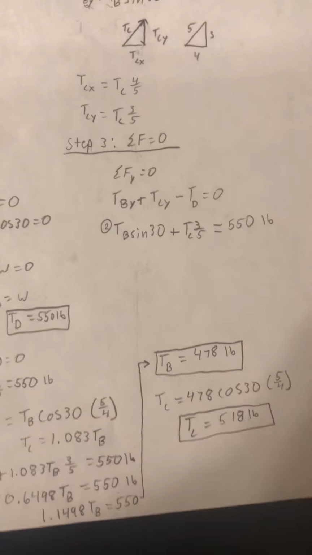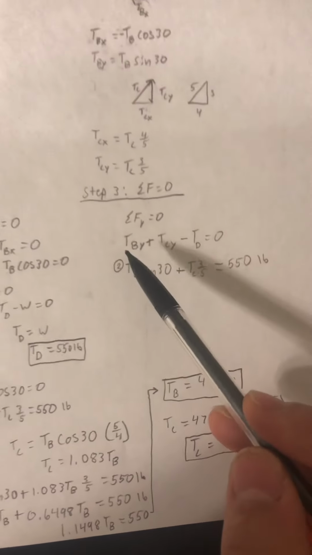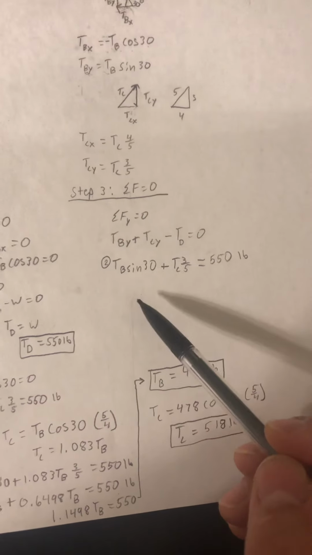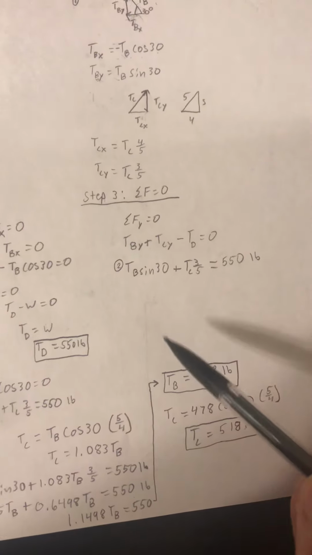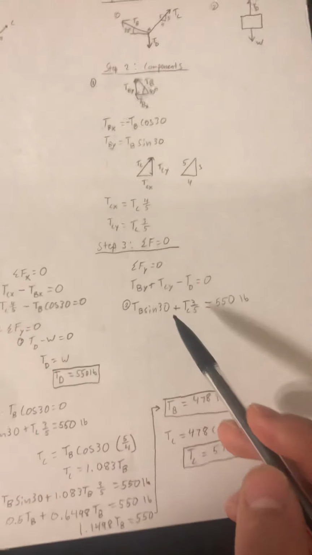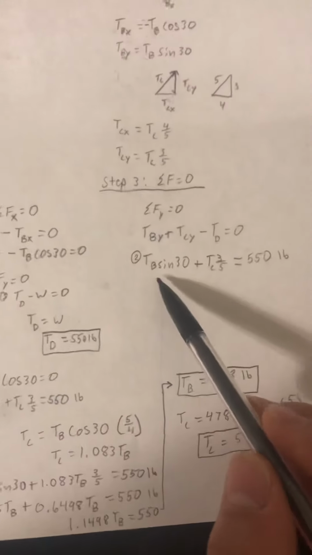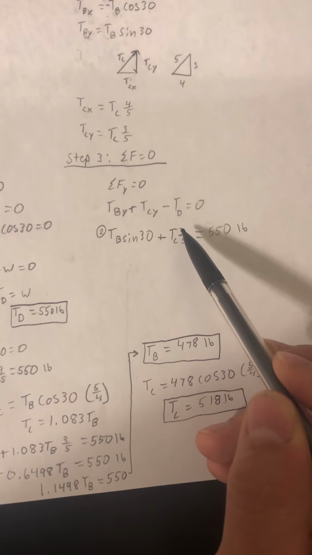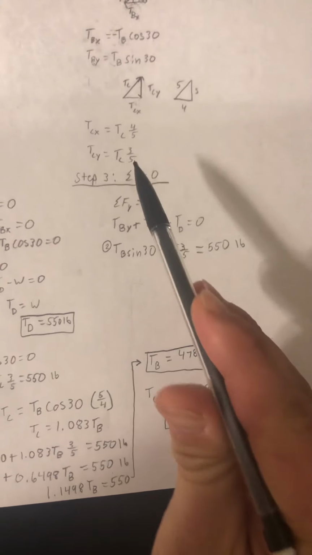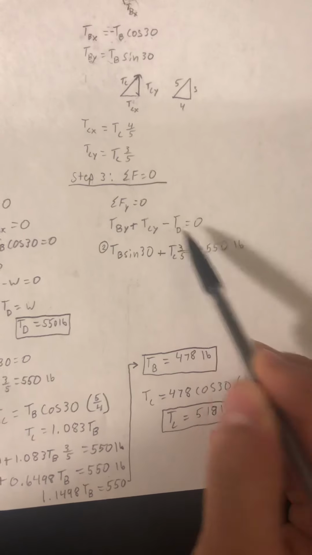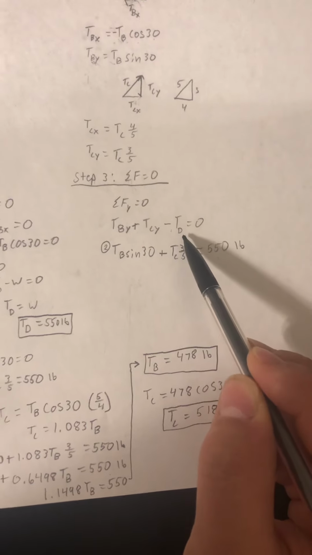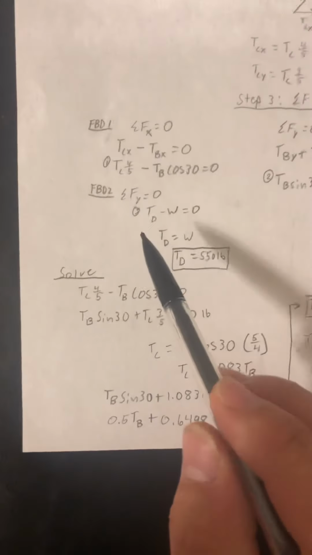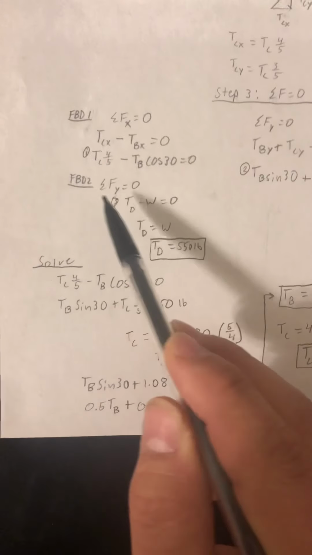Then I sum up the forces in the Y direction. So I get TBY plus TCY minus TD. You want to make sure you keep the signs correct from the arrows they're pointing to in the problem. When you plug that in, it gives me TB sine 30 plus TC times 3/5, minus TD, and I get TD from my second free body diagram.